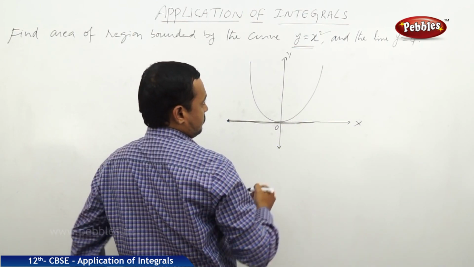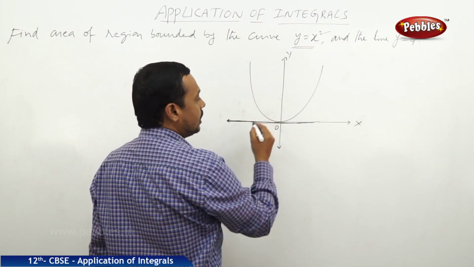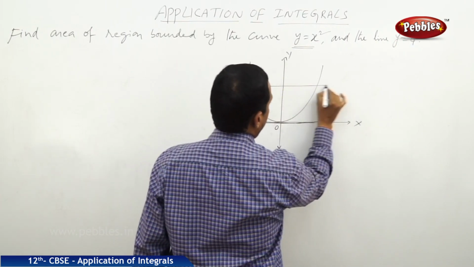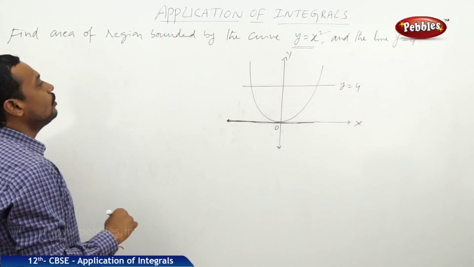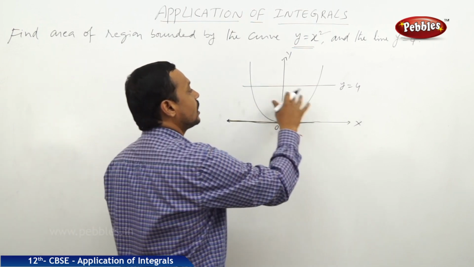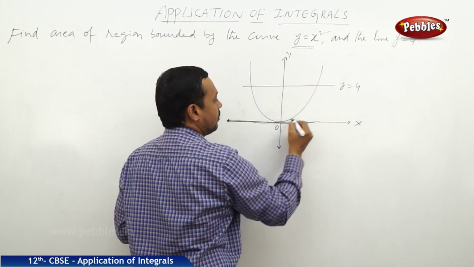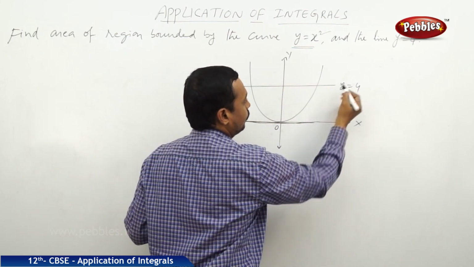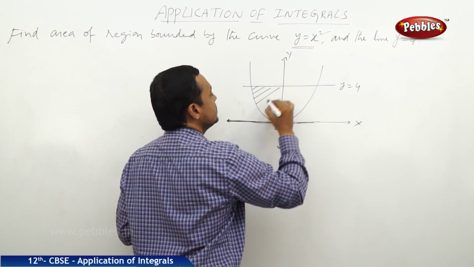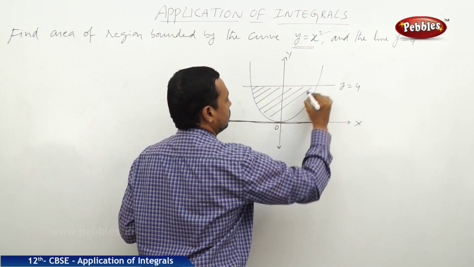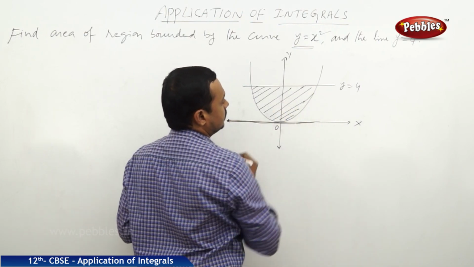Now this is symmetric about the y-axis. y = x² and y = 4, the line which is parallel to the x-axis. Now what is the area formed by these curves and line? y = x² is a parabola like this and y = 4 here. Now the area bounded by the curve and the line is this part, this portion. Now this is the portion required.